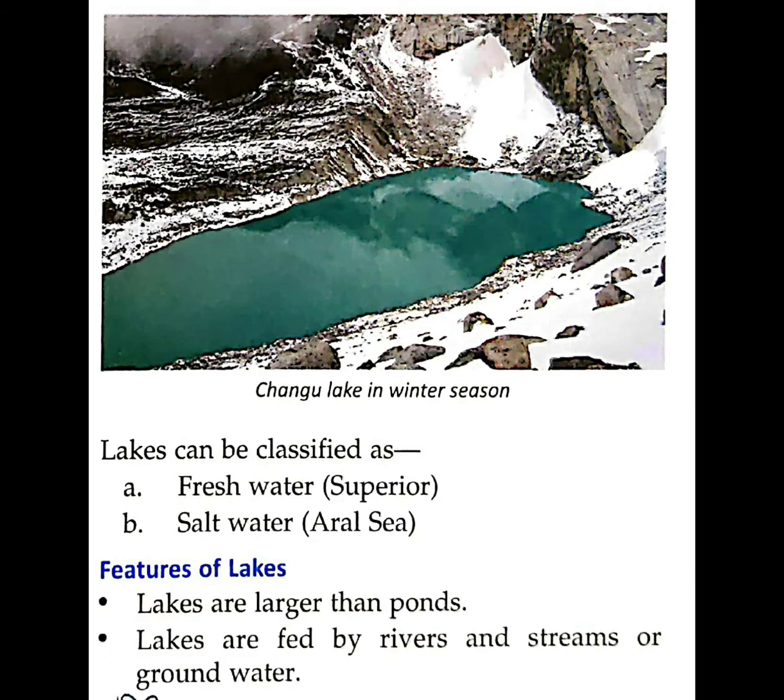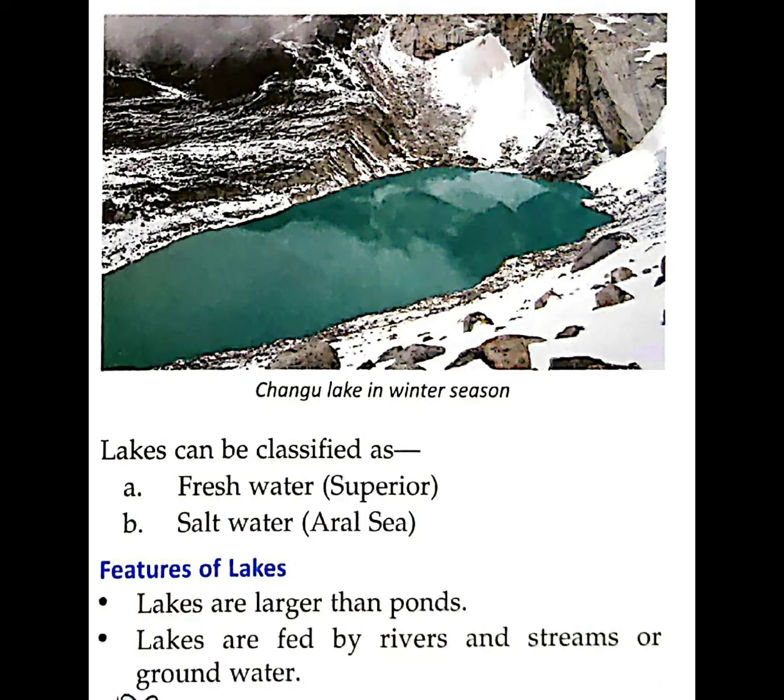Now, lakes can be classified. The classification of lakes: first is the freshwater lake. Lake Superior is a freshwater lake, and the second one is the saltwater lake. The Aral Sea is an example of a saltwater lake.